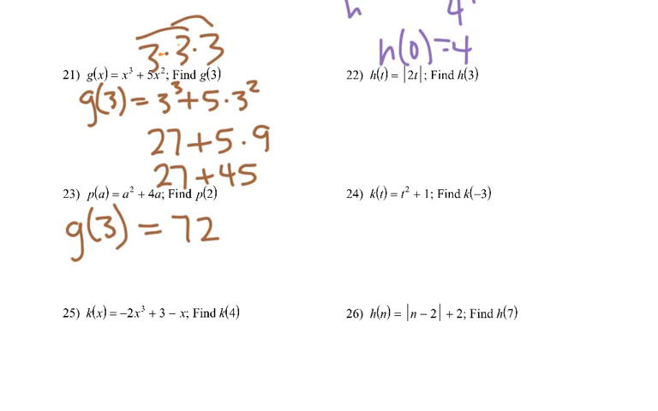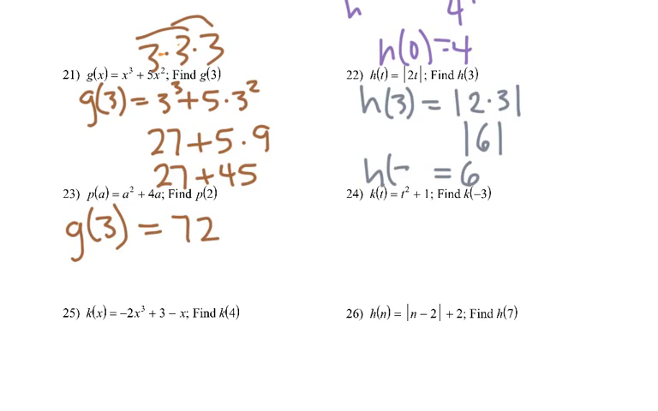Okay. 22, we go h of 3 equals the absolute value of 2 times 3. 2 times 3 is 6. Absolute value of 6 is 6. So h of 3 equals 6.